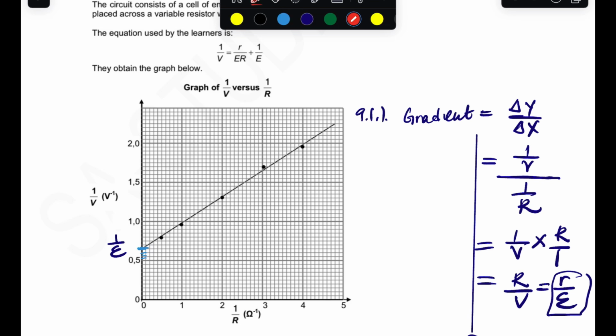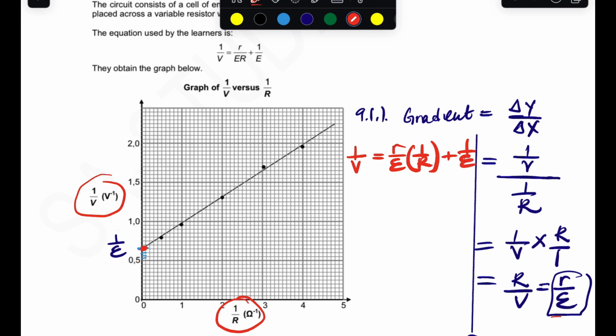Guys, if you can see here, we are given 1 over V, that will be your Y. 1 over V is equal to your gradient here, as I've derived, which is going to be R over EMF. And then your X is going to be 1 over R. And then where your graph cuts, which is your C, it's going to be 1 over EMF. So this is your Y, this is your M, this is your X, and this is your C.